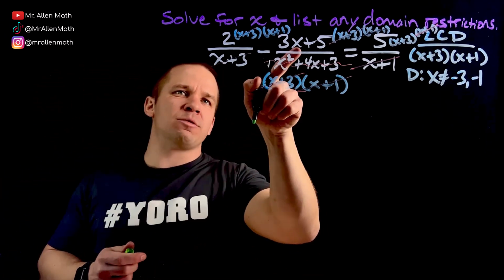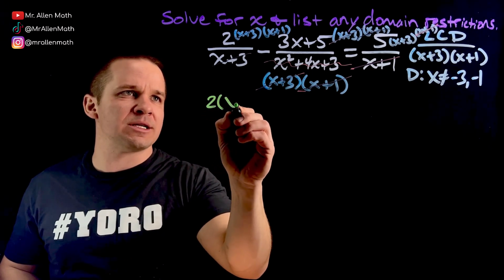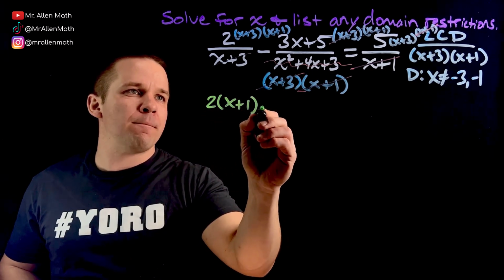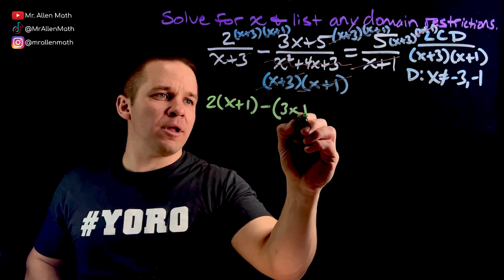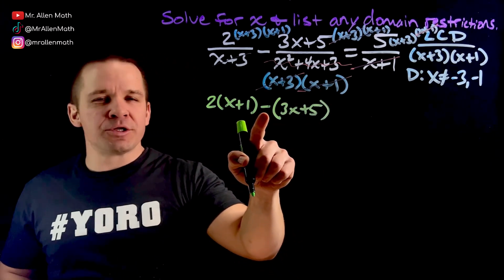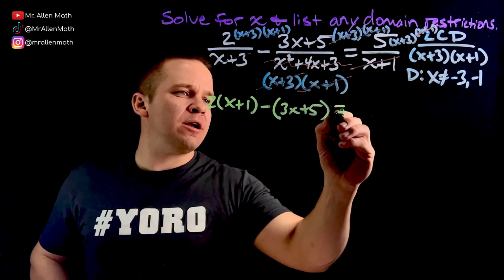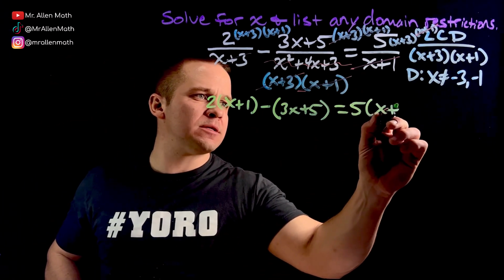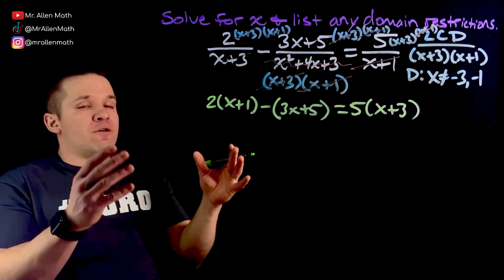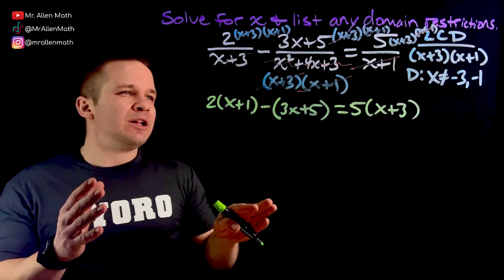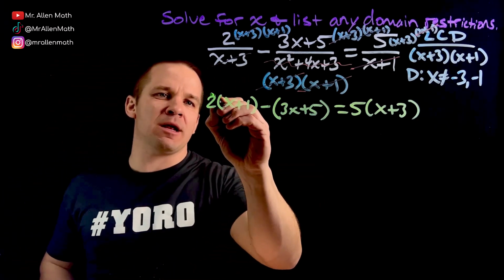This one here, I've got 2 times x plus 1, minus 3x plus 5. I'm going to put that in parentheses so that I remember to distribute that negative, that subtraction. And then here I've got 5 times x plus 3. Fractions, gone. Now I can just solve this little algebra 1 problem. It's medium size, not so little.